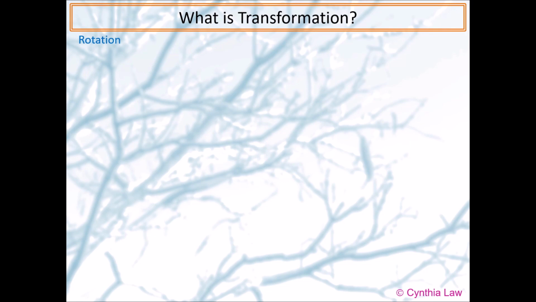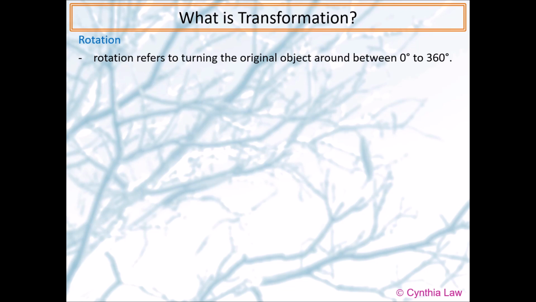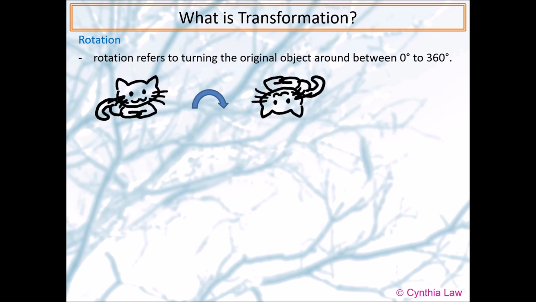Rotation. Rotation refers to turning the original object around between 0 to 360 degrees. So I have a cat. If I turn it upside down, it is a rotation of approximately 180 degrees clockwise, and we can also do it counterclockwise. It doesn't change how the cat looks.